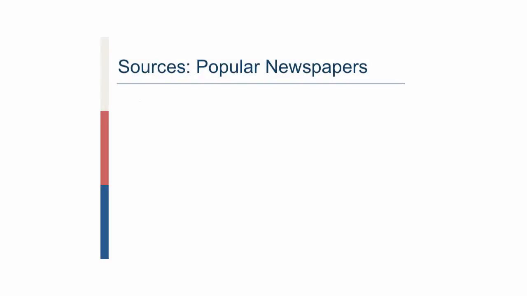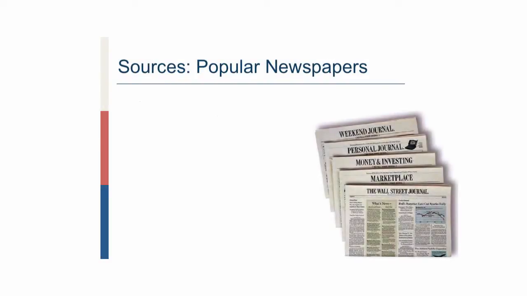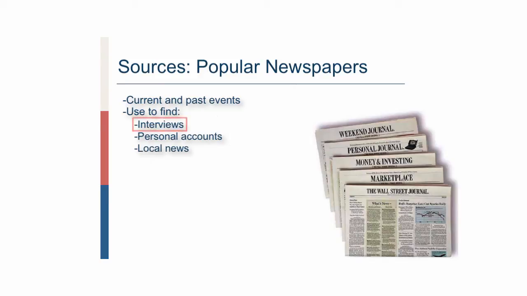Next, we will discuss newspapers. Newspapers, such as the New York Times, the Washington Post, and the Lawrence Journal World, are great resources for events happening in the moment and in the past. Researchers often look to newspapers for interviews, personal accounts, and local news to flesh out academic research.